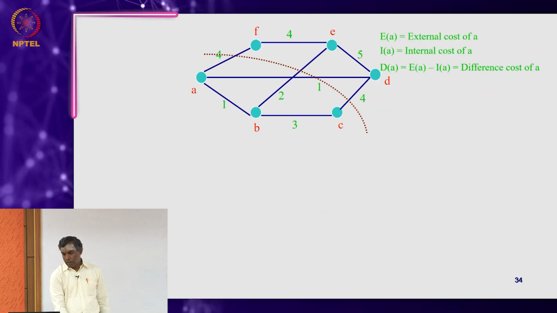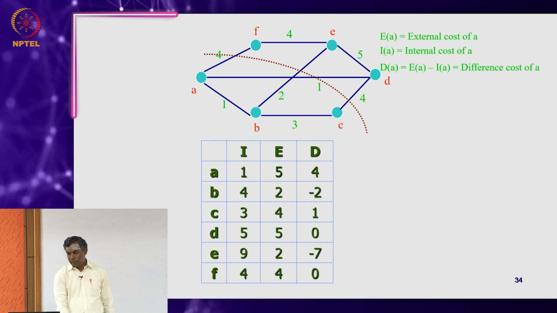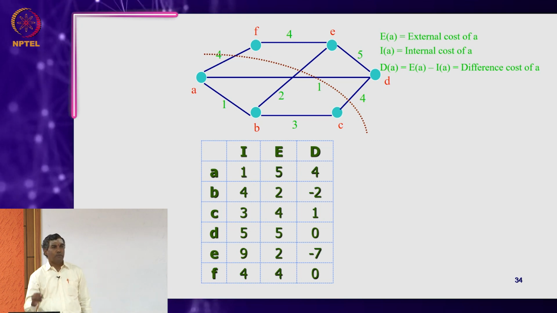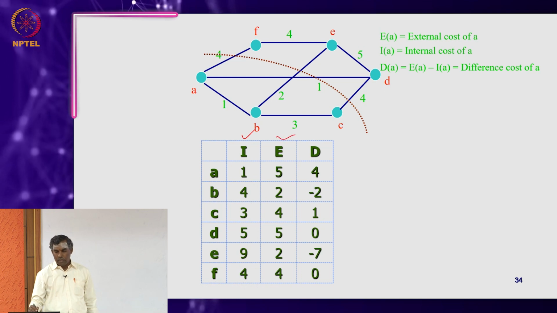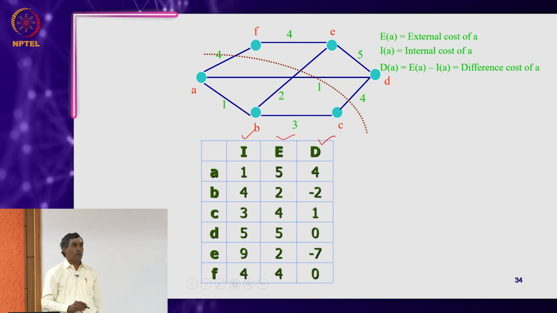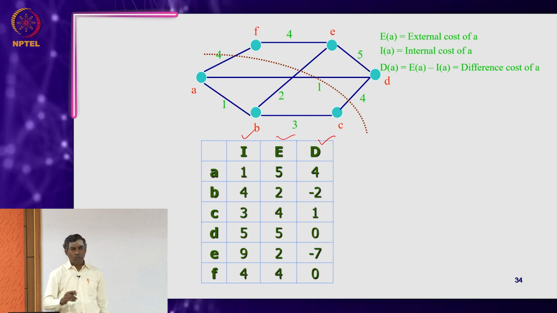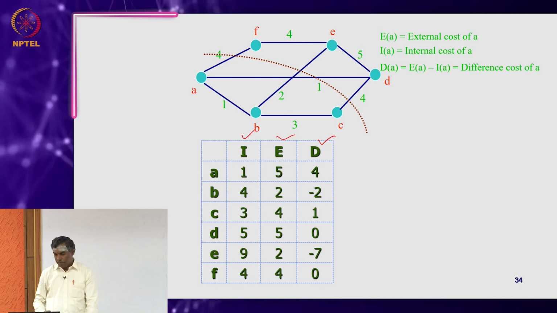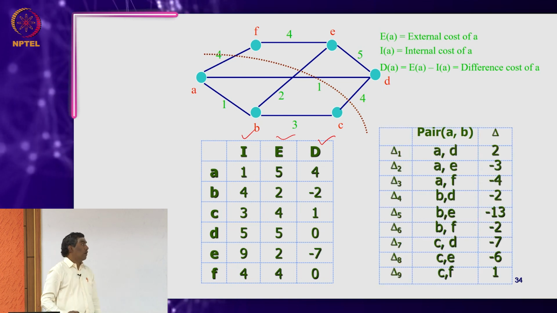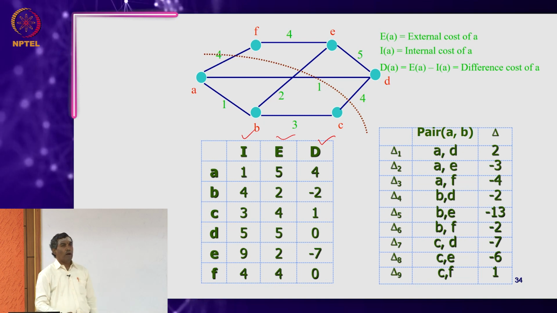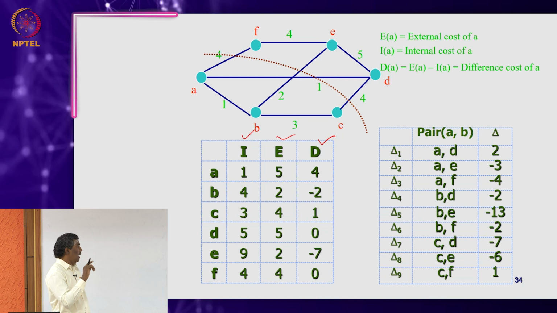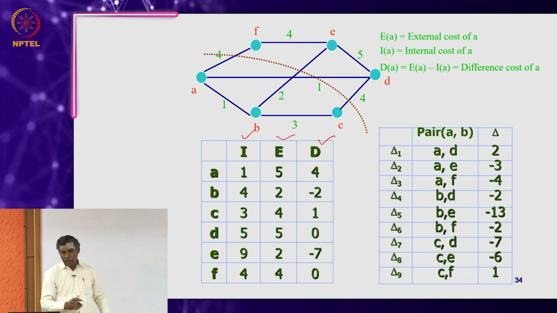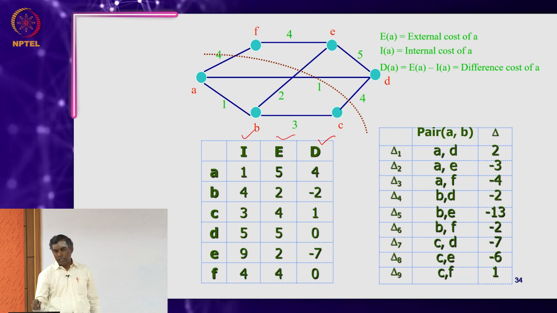If you look into this one, you have an internal cost and an external cost. The internal cost of every node is here, the external cost is there, then there is a difference. Once you know that, you can find the gain value. Gain value you can calculate as a pair. So, the gain for a pair, that means A from one partition and D from another partition.